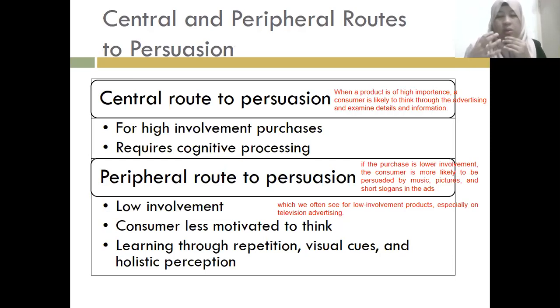For example, when I want to buy a house, what should I think? What are the things that I have to consider? Where is the location? Is it far from my working place? So everything has to be thought through. Okay. So peripheral routes to persuasion: if the purchase is lower involvement, the consumer is more likely to be persuaded by music, pictures, and short slogans in the ads.